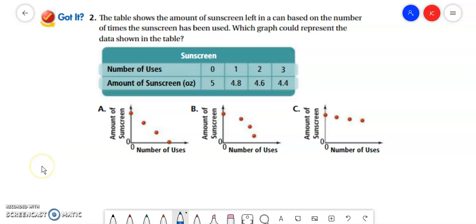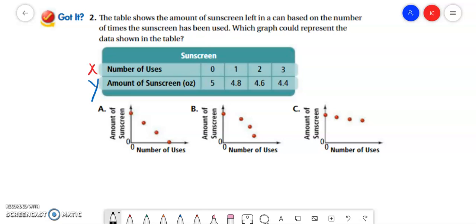All right, if you would pause the video and try this one. So it's showing the amount of sunscreen left in a can based on the number of times the sunscreen has been used. So again, we have some data here, and just choose A, B, or C. Which one represents what is actually happening?